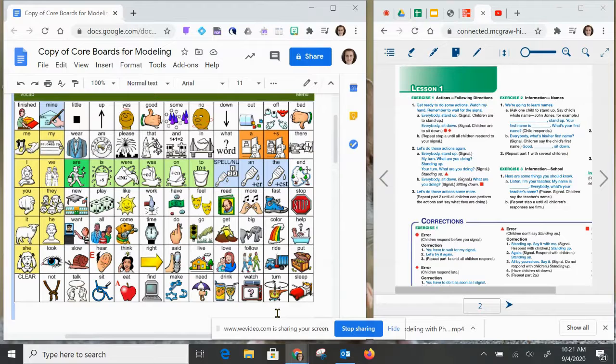Now, I would look at the lesson ahead of time and look at the words that my student has access to, and I would pick two or three words that I'm going to focus on and make sure that I know where they are. This is talking about everyone stand up and everyone sit down. And I know this board pretty well. And I know that up is right here and down is right here. So I am going to focus on the words up and down. And those are the only words that I'm going to model on the AAC.